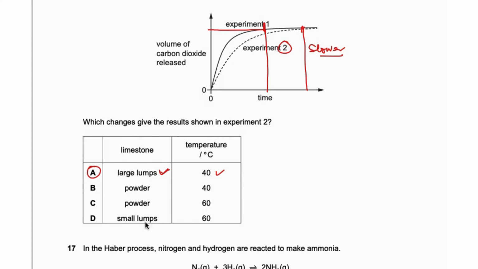A smaller lump will make the reaction faster. Here the reaction is slower. So larger lump and 40 degrees Celsius is the right answer. So the right answer is A.